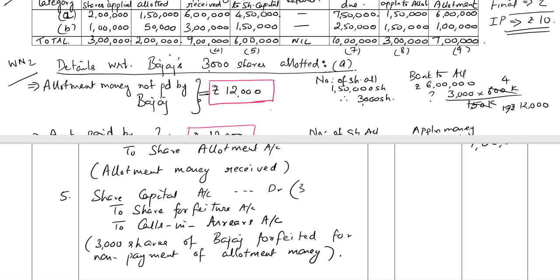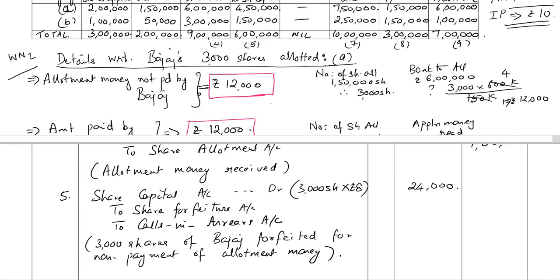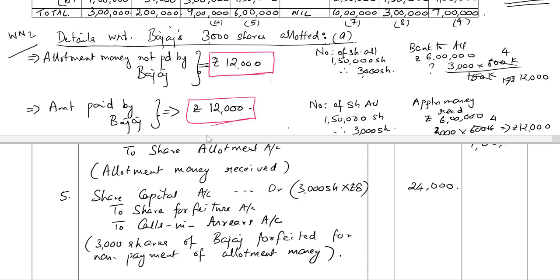The amount against share capital, 3,000 shares multiplied by the amount which is called up to the time of the forfeiture, which is application plus allotment, which equals rupees 8 per share. Total amount 24,000 rupees. Again, share forfeiture account, we need to write the amount which is paid by Bajaj and received by the company, which as per our working note is 12,000 rupees. And the amount of calls in arrears, the amount of allotment money not paid by Bajaj, is also 12,000 rupees.